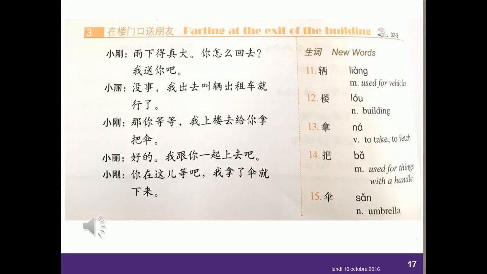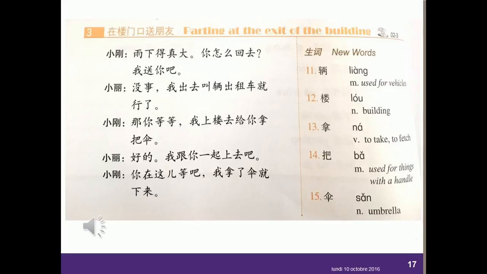Okay, 14, 把. The explanation says that this is a measure word used for things with a handle. And this is not quite accurate. It's supposed to be for any object that you can hold in one hand. For example, if you can hold a chair by one hand, you say 一把椅子. Obviously the chair doesn't always have a handle. 一把伞. Because 把 literally means one handful. So useful things can be picked up by one hand, or with a handle. That's true as well.